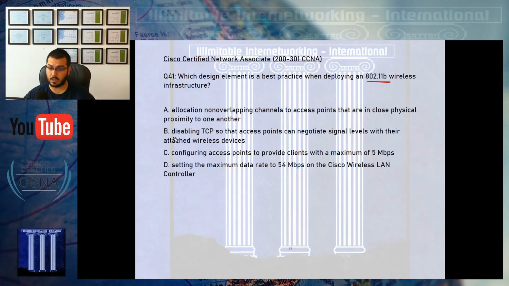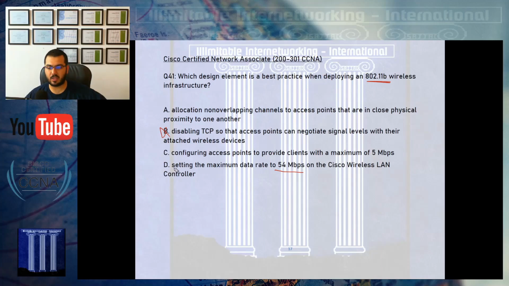Disabling TCP so that access points can negotiate signal levels with their attached wireless devices. Let's ignore that. What does that have to do with it? Configuring access points to provide clients with a maximum of 5 megabits per second. Actually, this is a new generation that should be supported by software and hardware automatically, so maybe it should be configured or maybe it should work by default. Let's leave that. Setting the maximum data rate to 54 megabits per second on the wireless LAN controller.